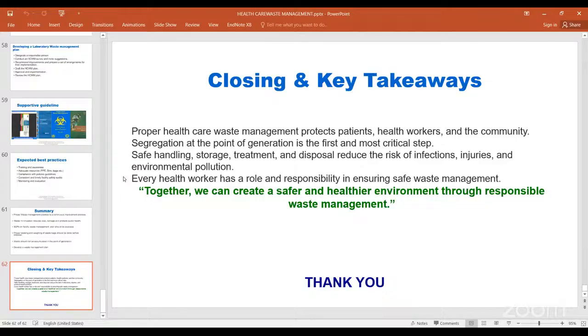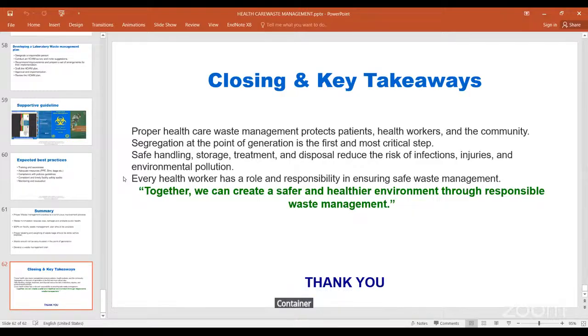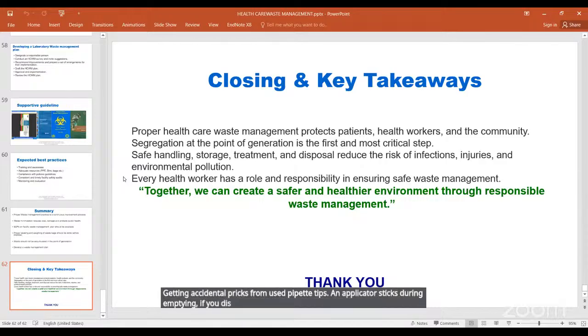Samuel Kayari concurs that this was a nice presentation, and he has two questions. One, would you consider disposal of used pipette tips and applicator sticks into the sharps container? And number two, what is the risk of the sanitation staff getting accidental pricks from used pipette tips and applicator sticks during emptying if you dispose of these wastes in the yellow bins?